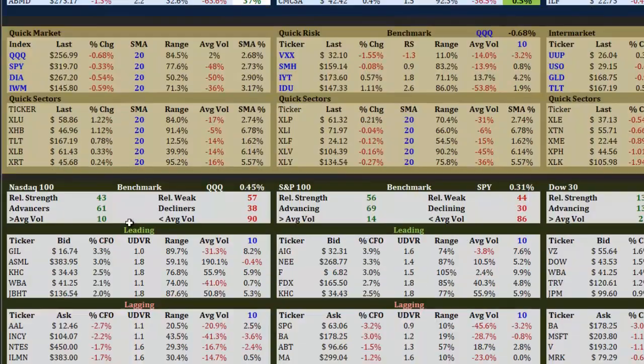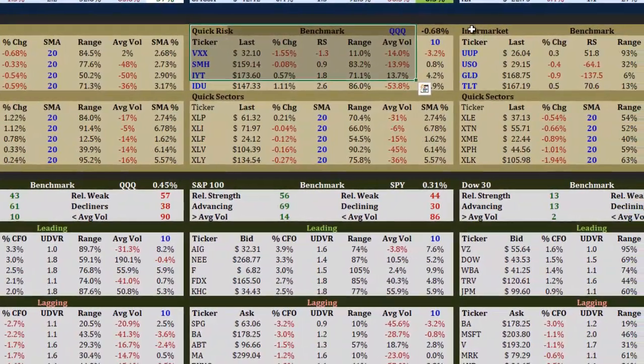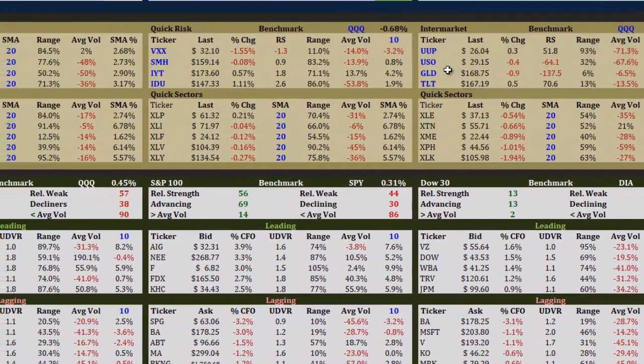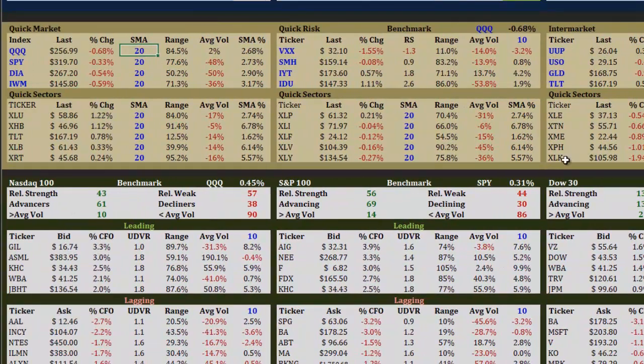And we have a quick market, quick index, risk, intermarket. You can change any of these tickers to whatever suits you. You can also change the moving average. Here's QQQ. Price is just a smidge below the 10. You could set the 50 or the 20 or the 15, whatever you want, and it'll tell you.